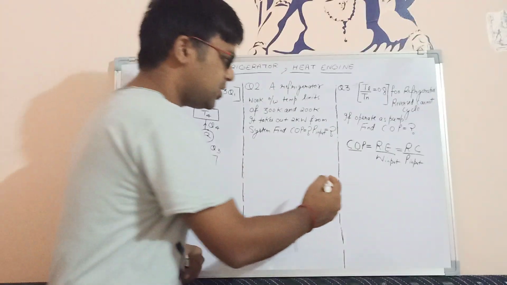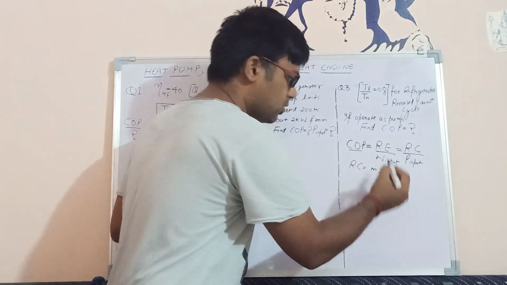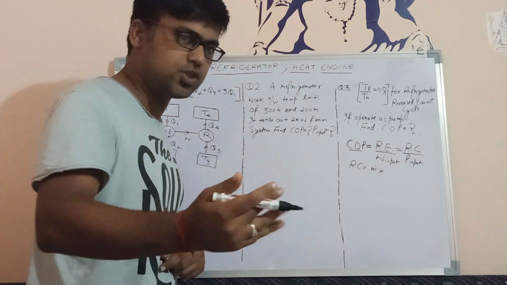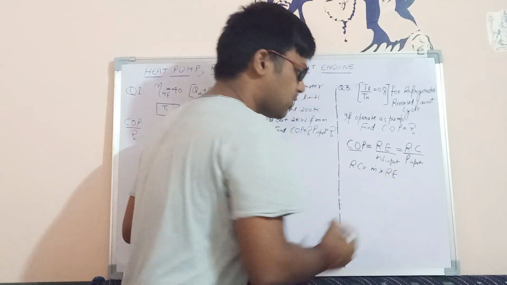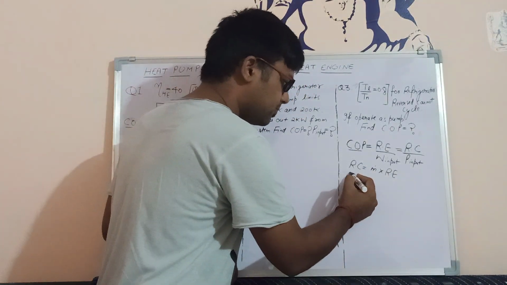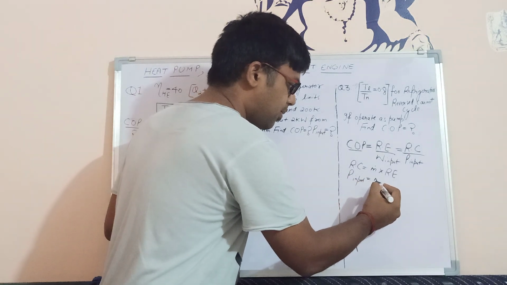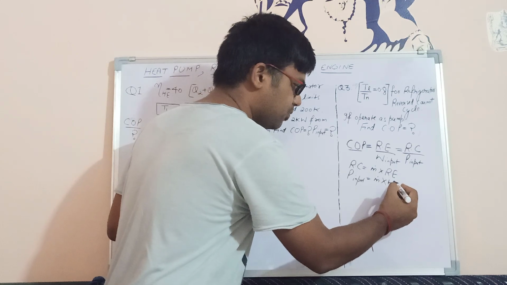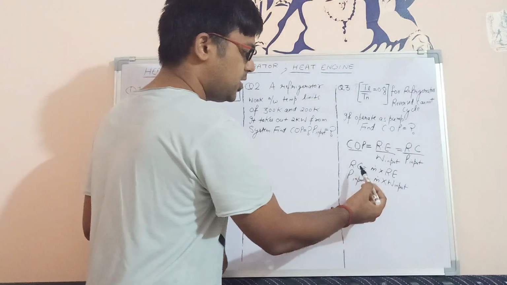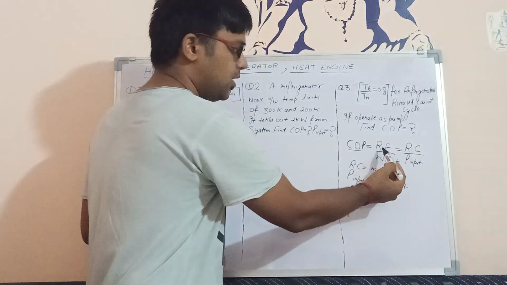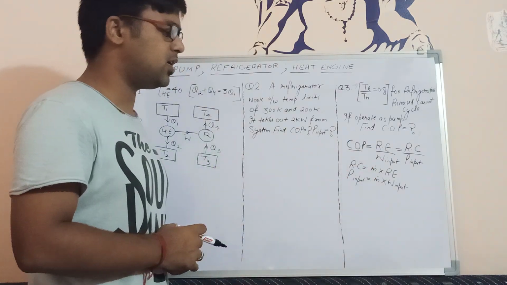Refrigeration capacity is the product of the mass flow rate of the refrigerant in the refrigerator multiplied by the refrigeration effect. And the power input is the mass flow rate of the refrigerant multiplied by the work input. So here you can relate. If we put the value of refrigeration capacity and power input in this formula, we get refrigeration effect upon work input.